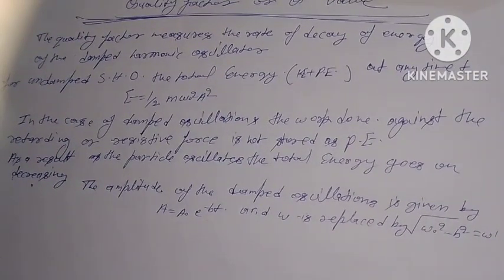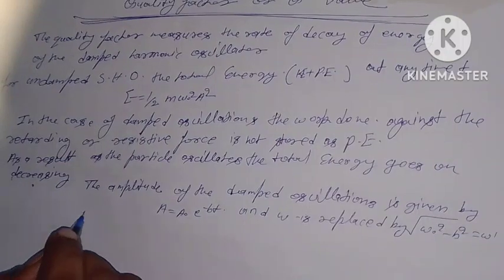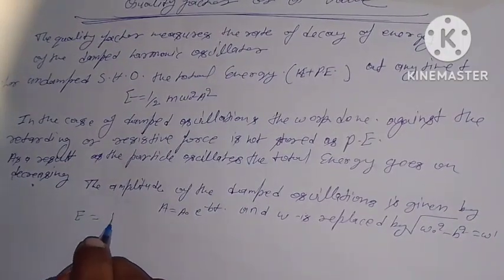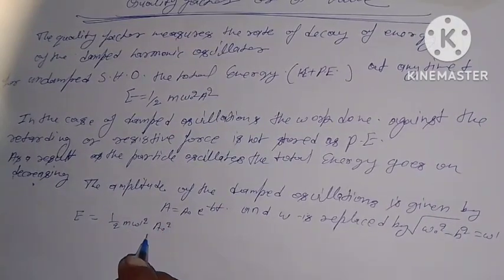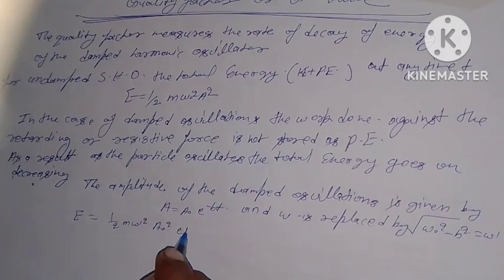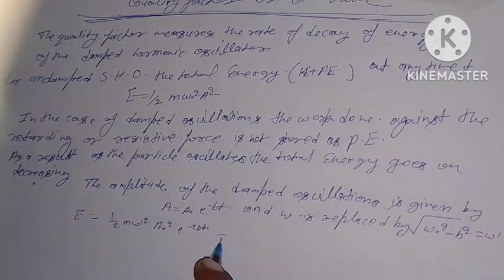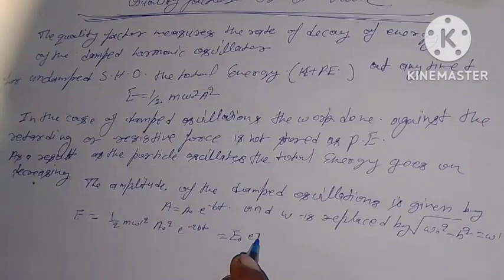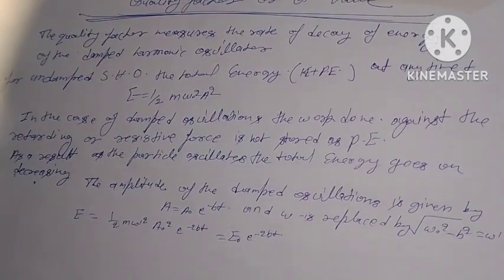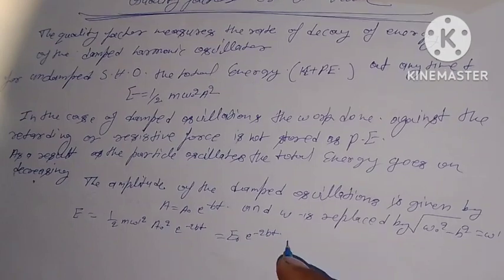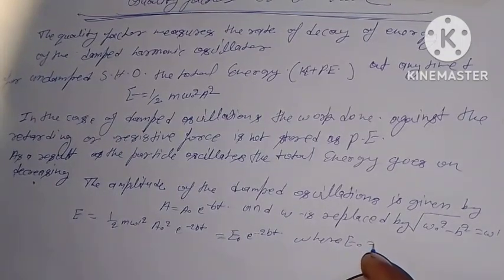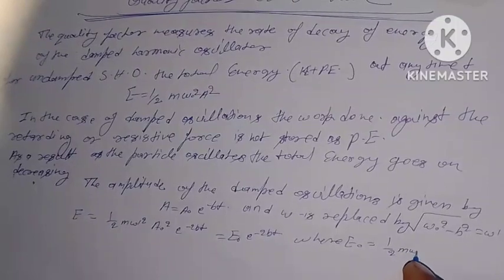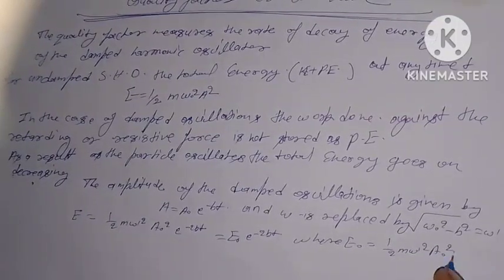Energy of the damped oscillator is given by 1 upon 2 m omega dash square a naught square e to the power minus 2bt, that is E naught e to the power minus 2bt, where E naught equal to 1 by 2 m omega dash square a naught square.